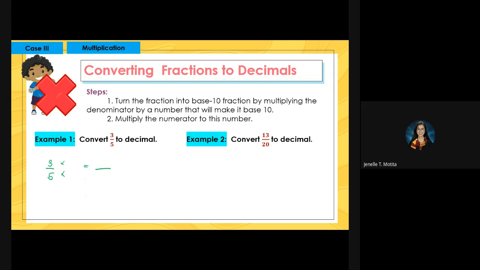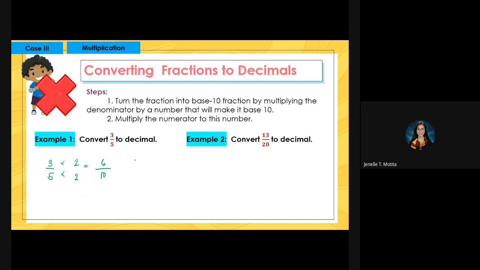Second, multiply the numerator by this same number. Since we have 5 here, the closest base 10 number is 10, right? So what number do we multiply by 5 to get 10? You have to multiply by 2, and also multiply your numerator by 2. You will have 3 times 2, that's 6. So it's like an equivalent fraction. We already have 6 over 10.